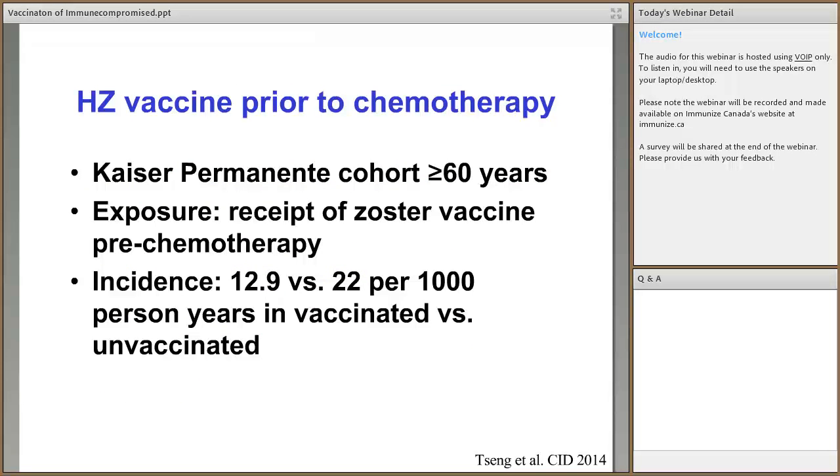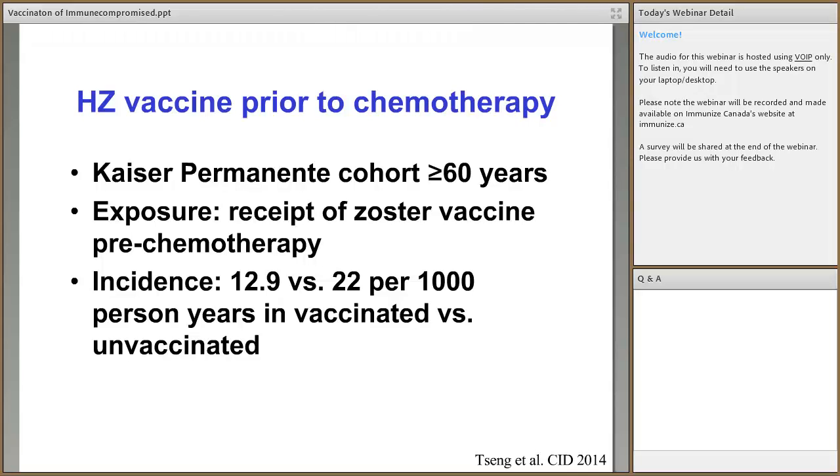Now, interestingly, a small tidbit on the herpes zoster vaccine. There has been a study looking at herpes zoster vaccine in persons prior to chemotherapy. So this was a large cohort in California. This is the Kaiser Permanente cohort. Persons were aged greater than 60 years. They had either received or not received the herpes zoster vaccine at any time prior to chemotherapy. And you can see that those that did receive the herpes zoster vaccine had a lower incidence of shingles after chemotherapy.